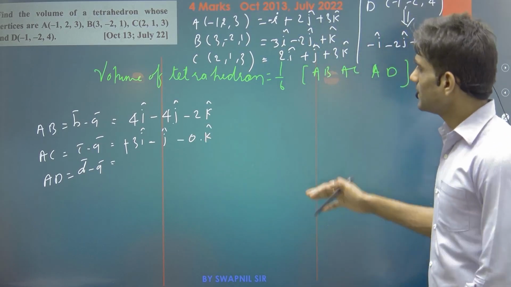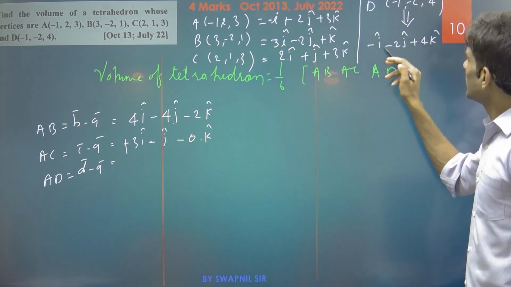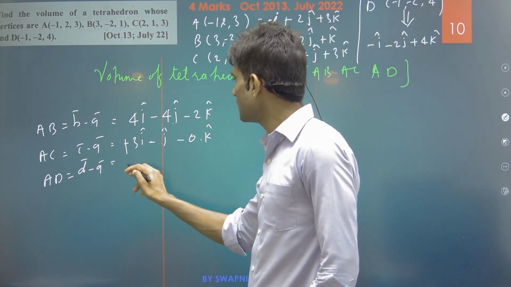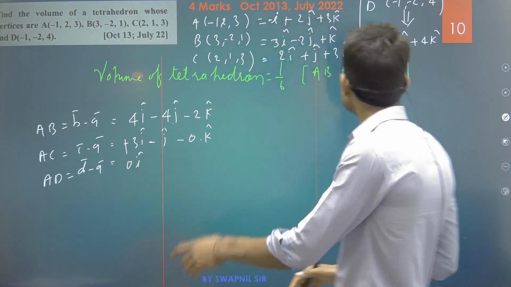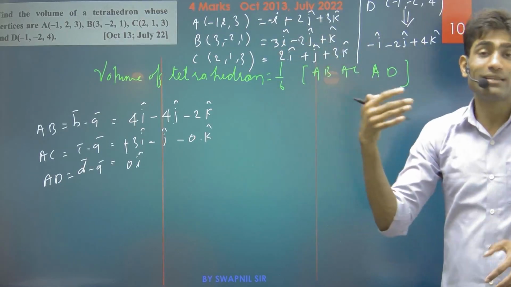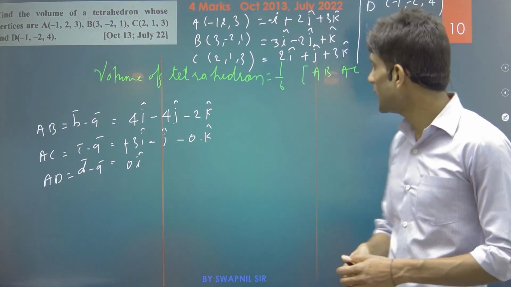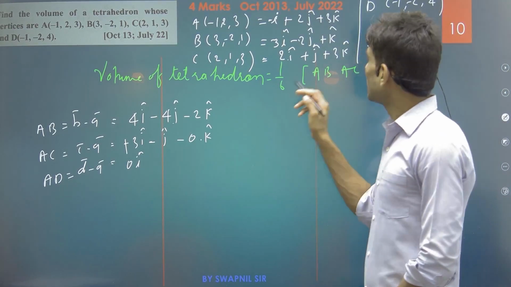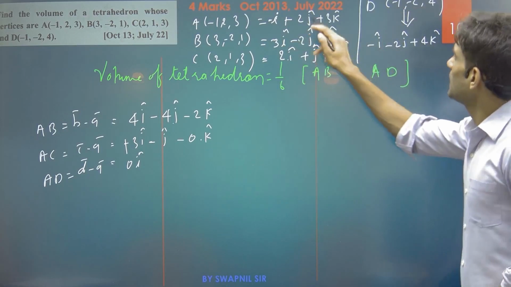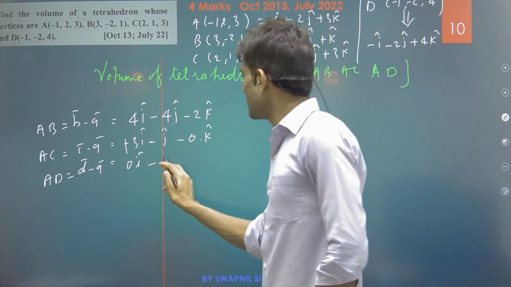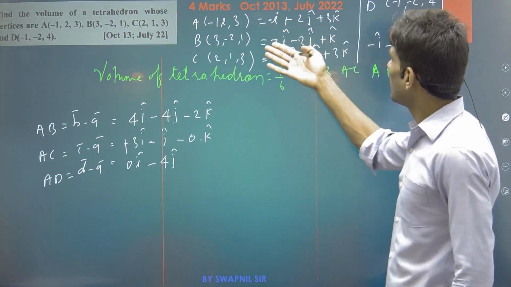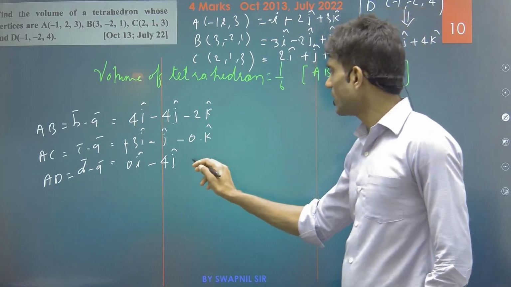Similarly for d bar minus a bar: minus i cap minus of minus i cap, which is plus i cap, so minus i cap plus i cap goes to 0, 0 times i cap. Similarly, minus 2 j cap plus minus of minus 2 j cap, we can write as minus 4 times j cap. Similarly 4 k cap minus 3 k cap, we can write as plus k cap.